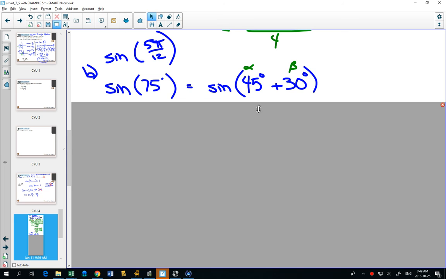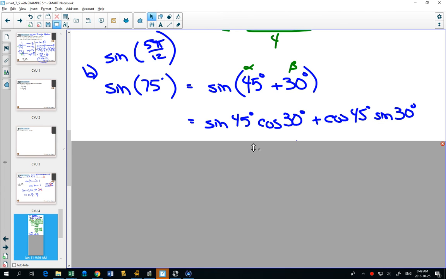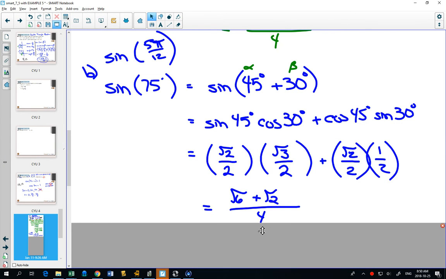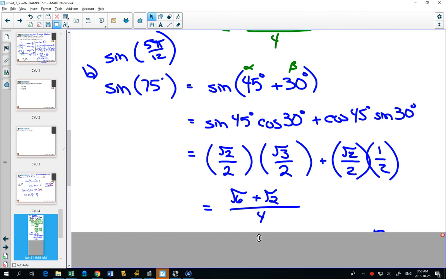So our formula with alpha plus beta with sine looks like that. And all of a sudden, all of those values are on your unit circle. So once again, you can evaluate them and get your answer.